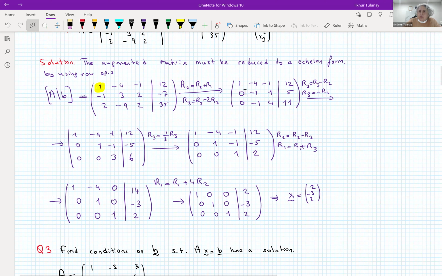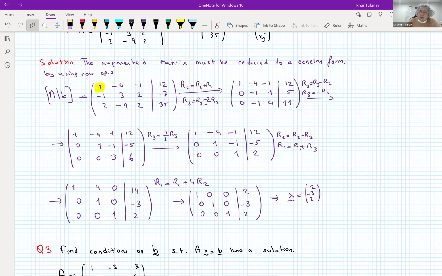The first row will not change. That is 1, minus 4, minus 1, 12. And the second row is just an addition. This time, since this was 0, this one will be minus 1. Add these two, I have 1. If we add these two, we have 5. Now, this row, we are going to multiply by minus 2 and add with this one. This position will get 0 for us. This one, minus 2 times minus 4 is plus 8. 8 minus 9 is just minus 1.